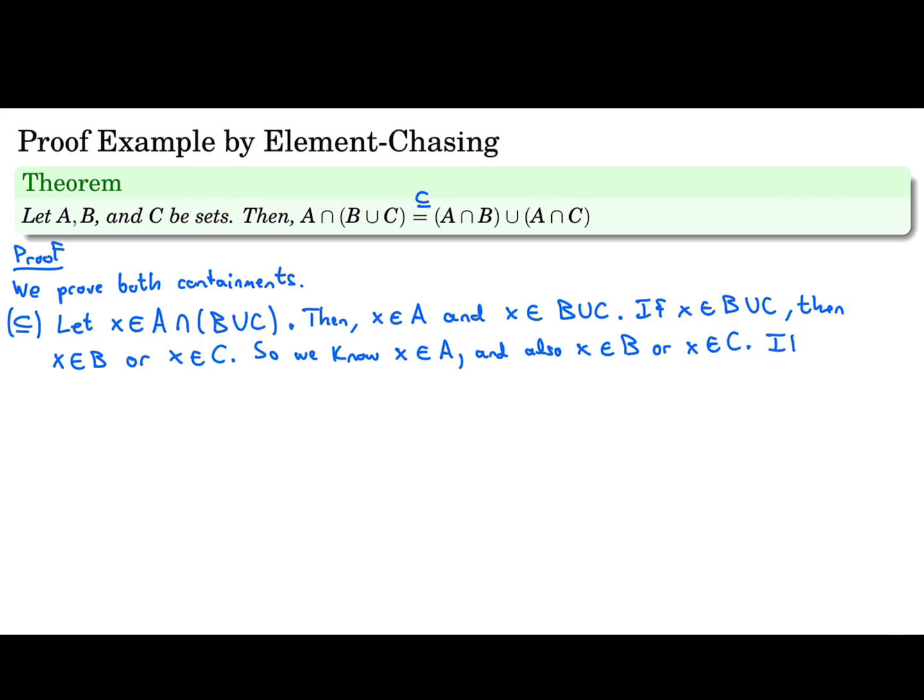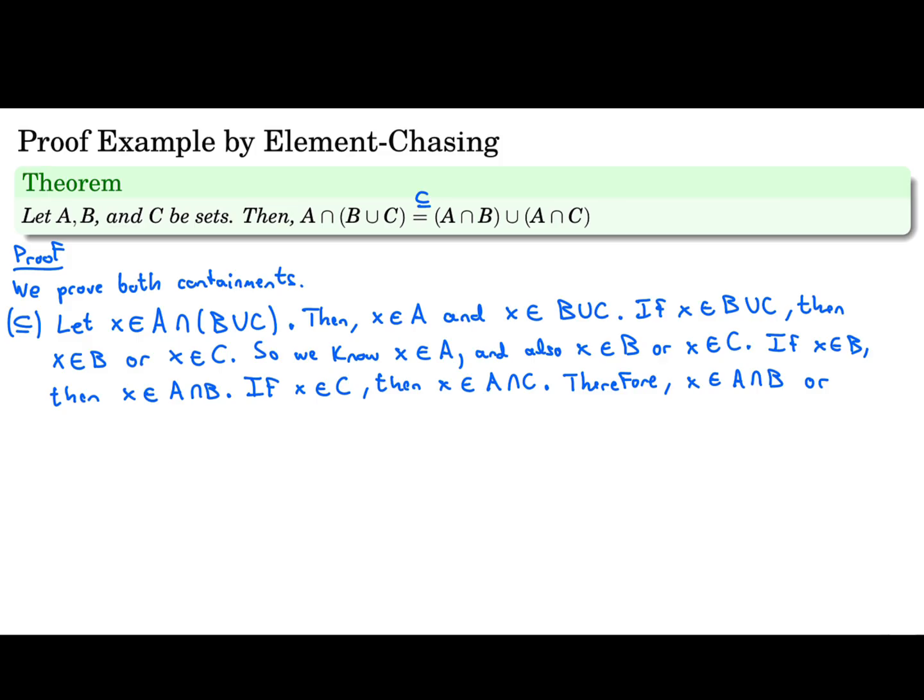So if x belongs to B, then x belongs to A intersection B. And if x belongs to C, then x belongs to A intersection C. Therefore, x belongs to A intersection B, or, again our two possibilities, or x belongs to A intersection C.